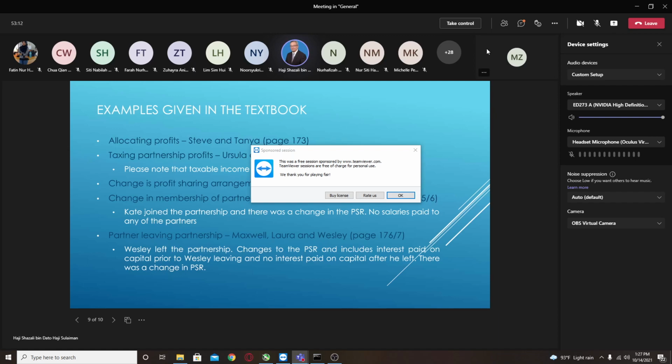Okay, and then the next part is losses. The losses are also similar. You allocate the losses based on the profit share, which can be carried forward for future years.